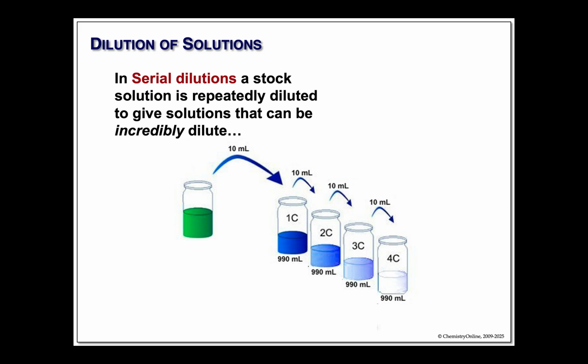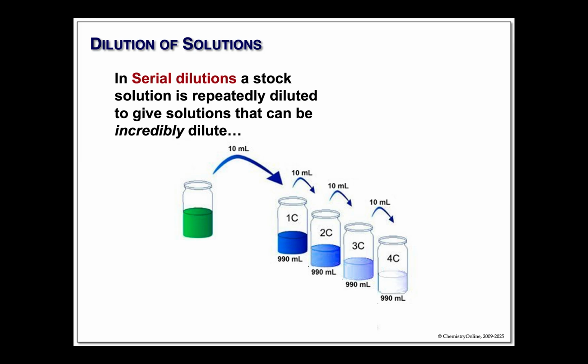Dilute like that. We now have a solution that is 10 to the 4th times more dilute than what you started with. Do that again. We get 10 to the minus 6. Do it again. We're at 10 to the minus 8 of what we started with.